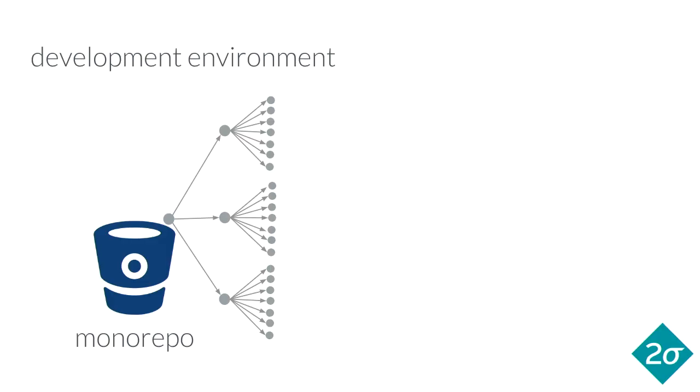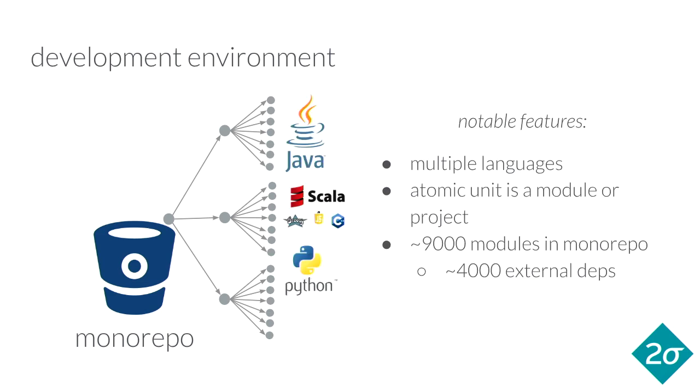Right now, we have a very large monorepo, and we maintain multiple different languages. We primarily use Java and Python. We maintain our own dependency management system, and we have a notion of a project which can have multiple different languages. We have about 9,000 of these modules or projects, 4,000 of which are external dependencies, some of which are precompiled, some are built from source. So you have some sense of what the source control is like.